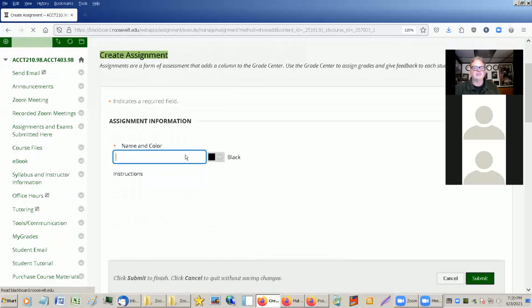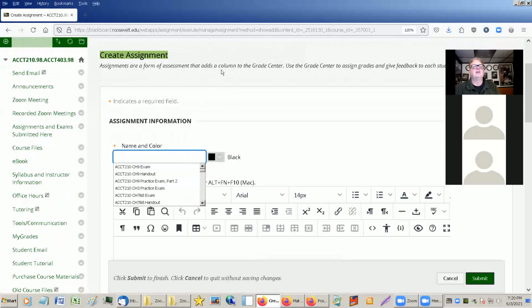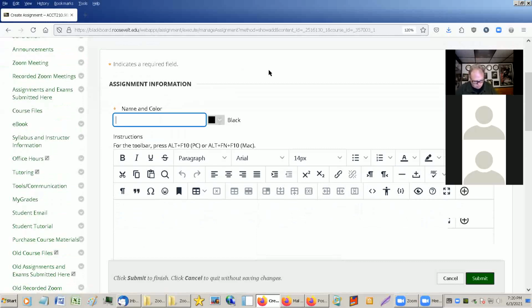So here is the name. And by the way, this is for accounting 210 and accounting 403. I usually just abbreviate it to accounting 210. If you're in graduate school, I don't mean to ignore you, it's just that it makes it more compact.